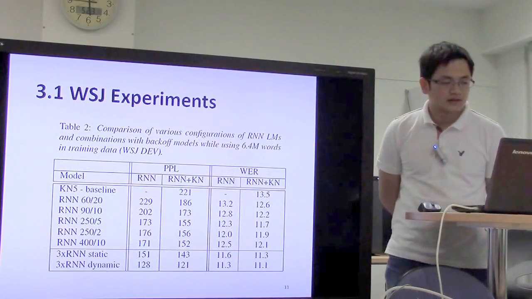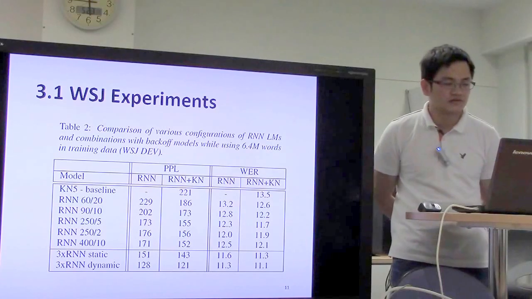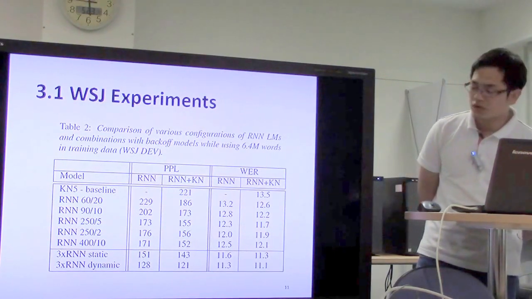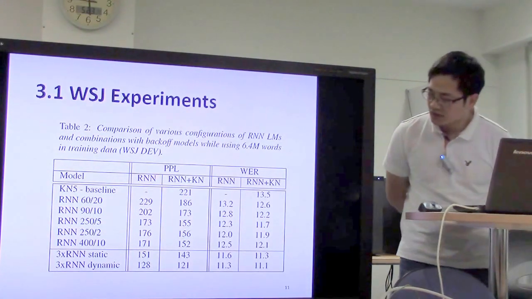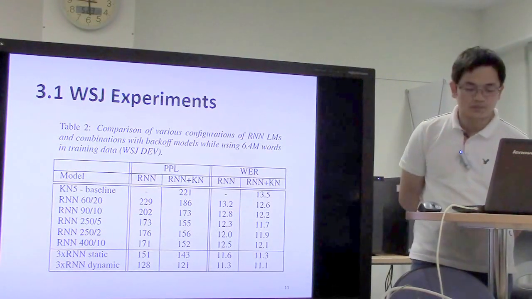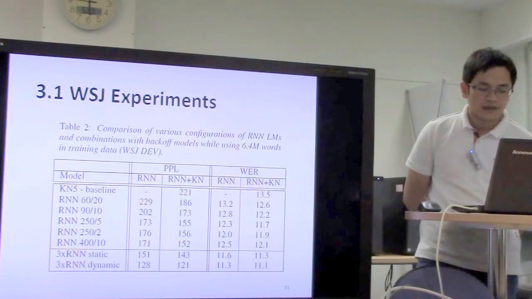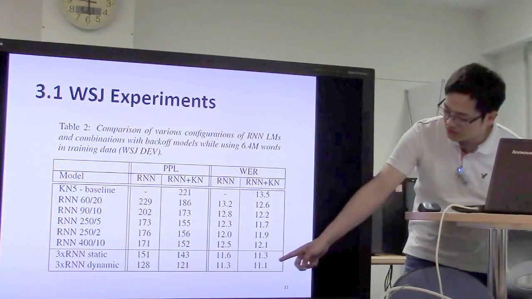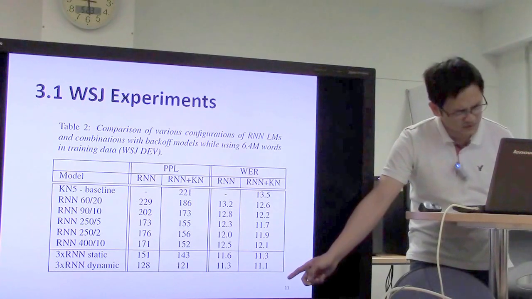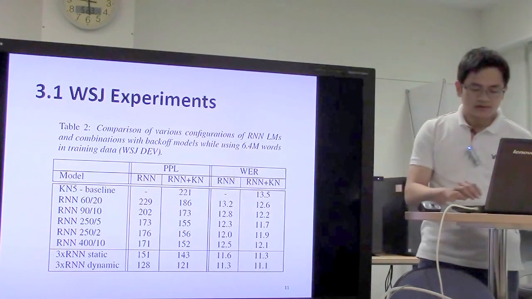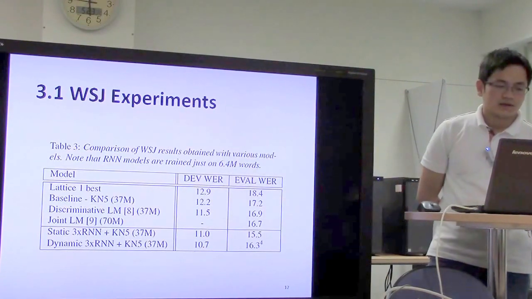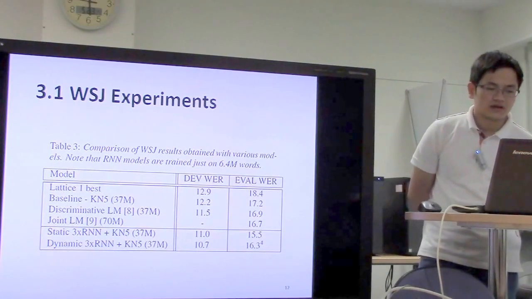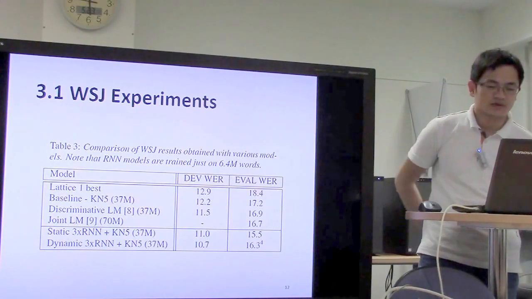So this is the comparison of the various configurations of the recurrent neural network language model, and the combination with the backoff model. They are trained with the same data, 6.4 million words, and we can see the recurrent network with the dynamic evaluation gives the word error rate reduction. This table compares the results of standard versions of the model, all trained with the same data.